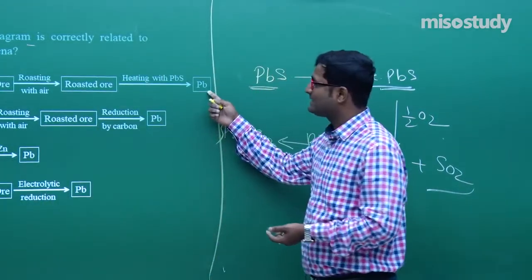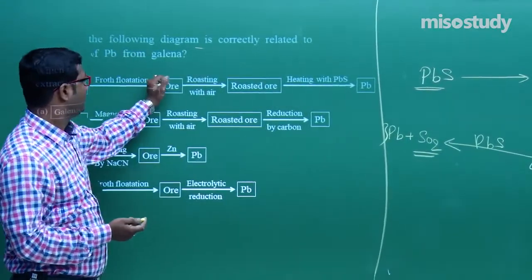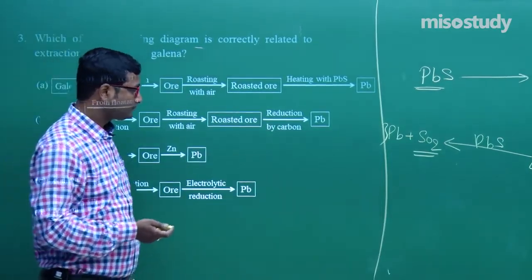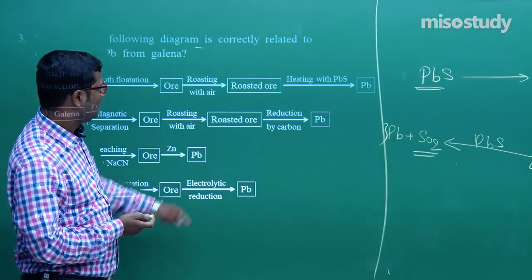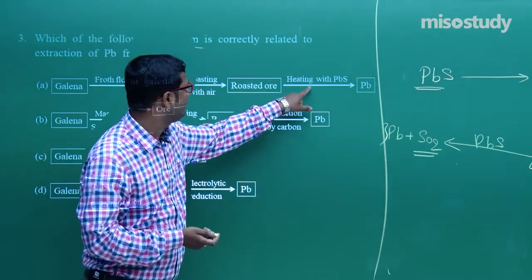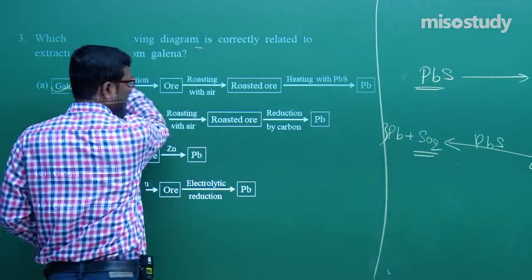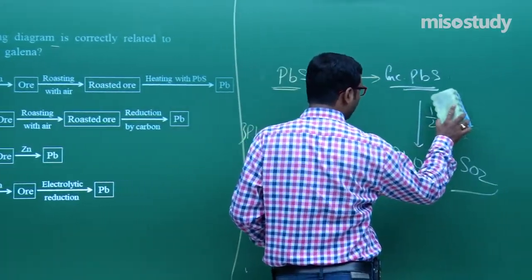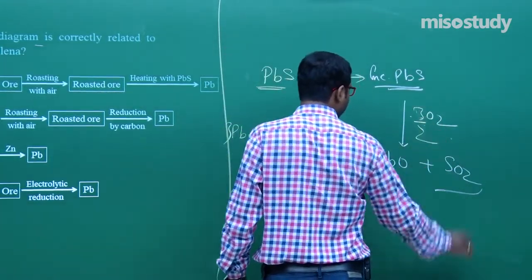So this looks complete. I'm moving here: galena, froth flotation, then roasting, that gives you PbO. Clear to you? Now the next one is roasted ore heated with PbS, it gives Pb. This is the correct option. Clear to you, friend? I think now you can easily solve such kind of question if you have such command over this. Clear?